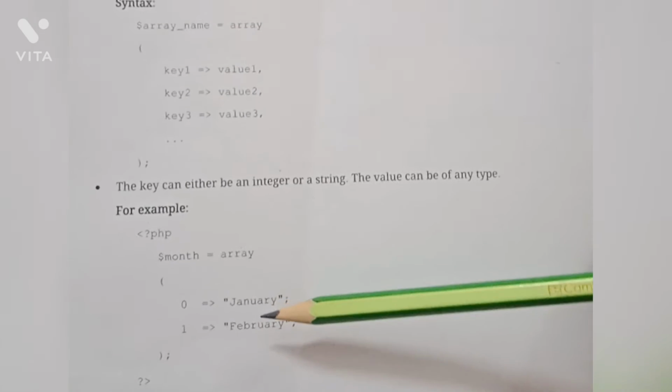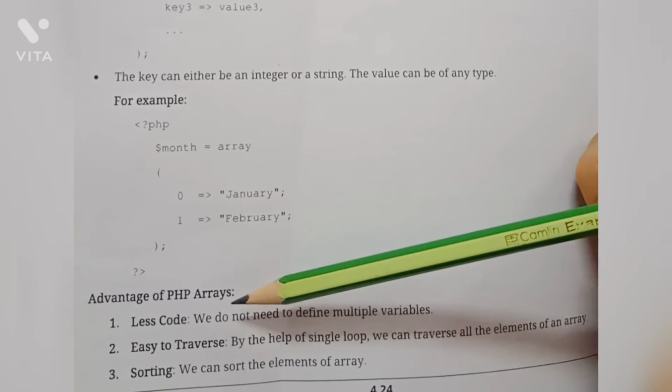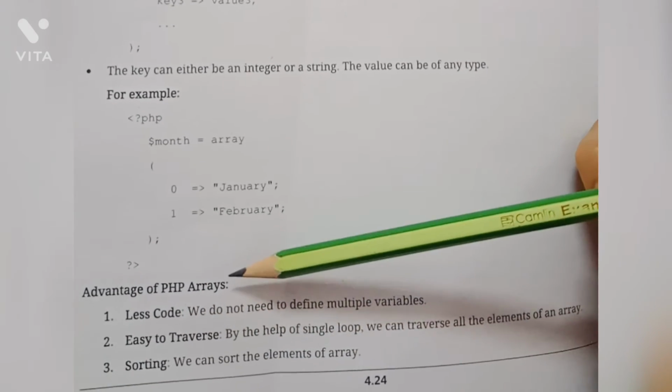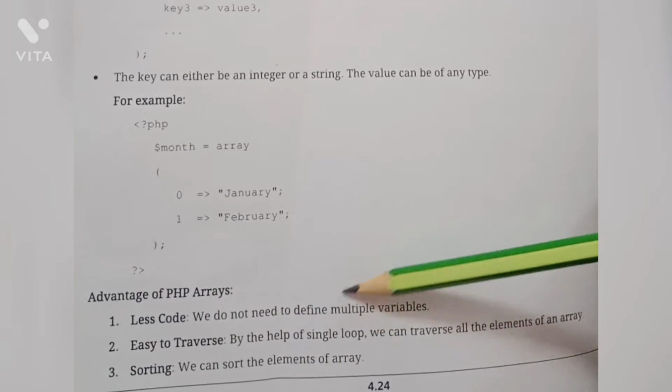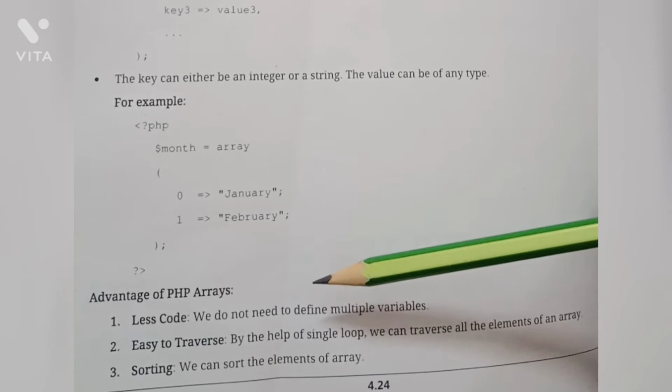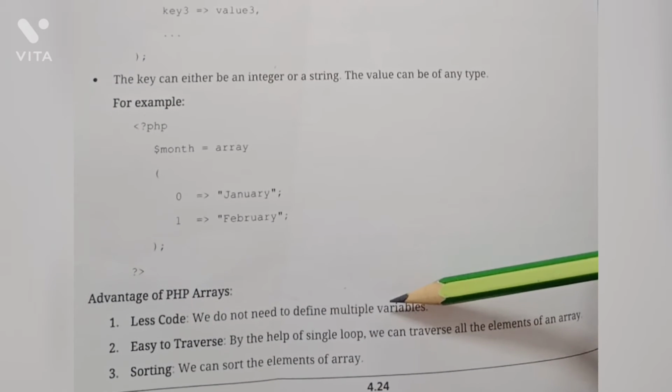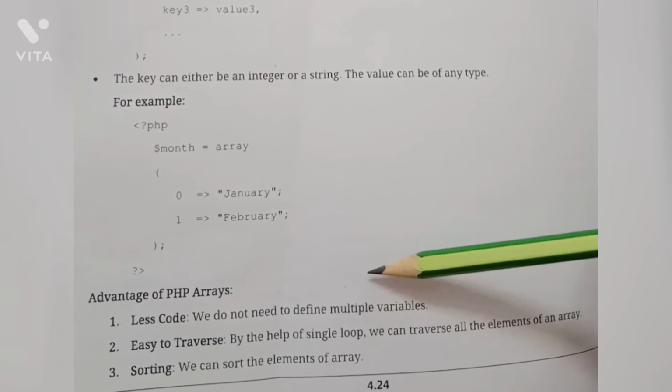This is the syntax how to create an array, and this is the example to create an array in PHP. Let's see some advantages of PHP arrays. Number 1 is less code. We do not need to define multiple variables. With the help of array into one variable, we can define all the elements.